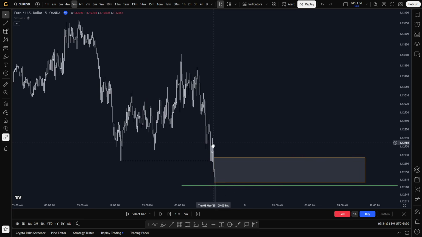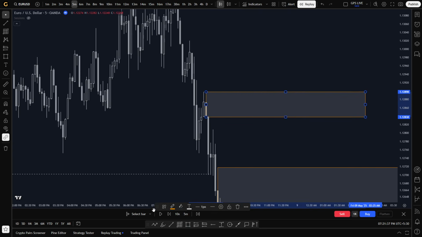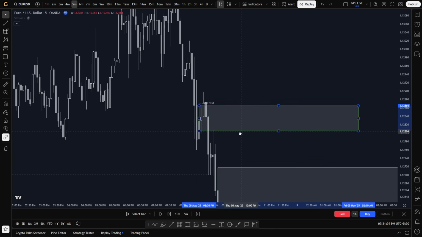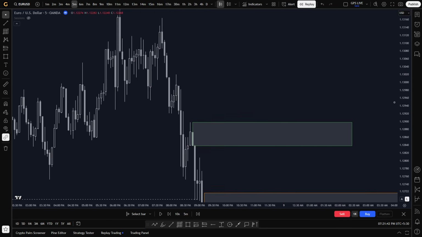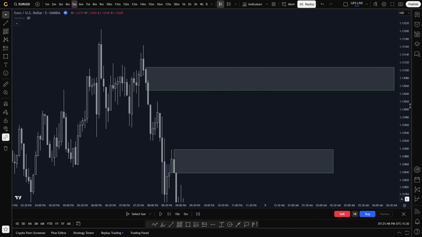So now let's find our extreme order block. There's one OB right here. This is unmitigated. Let's mark this. And if you see, there is another OB right here. This is also unmitigated. Let's mark this too.